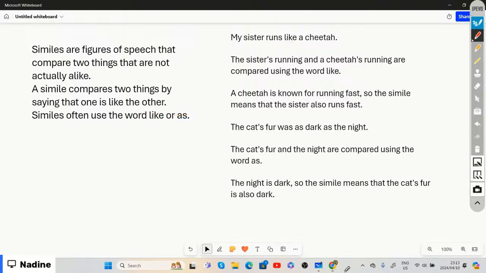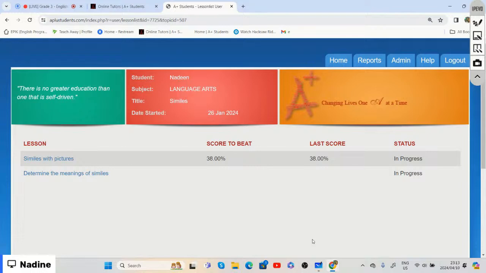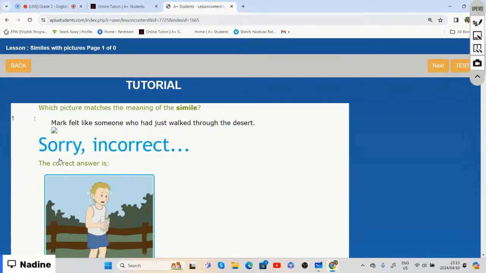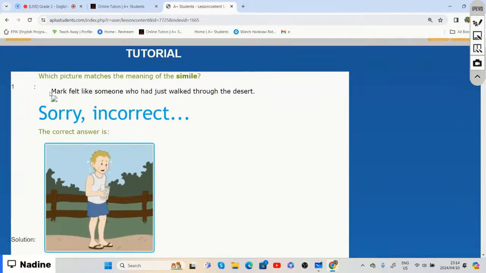All right. So we are doing a tutorial lesson on aplusstudents.ca. Now we're going to go to aplusstudents.ca and to the chapter on similes. The first lesson that we're going to go over is similes with pictures. We're going to look at the pictures and compare them.